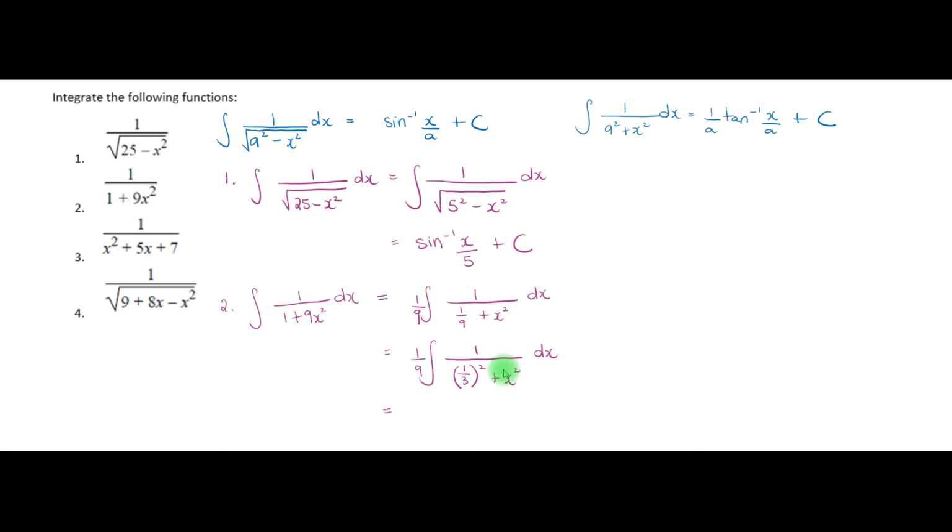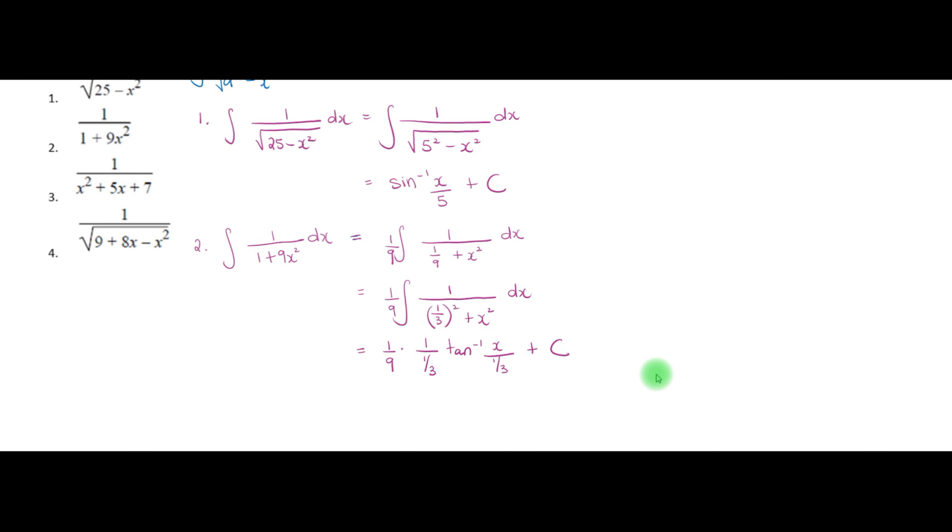So this then leads me to, remember your 1/9 is on the outside there, right? Using the formula now, it's going to be 1 over a, and the a is 1/3, so that's 1 over 1/3 tan inverse x over the a. So x over the 1/3 plus c. But remember, we don't leave fractions inside of fractions. So we're going to simplify this. I'm going to end up getting 3 on top over 9. That's 1/3 tan inverse, and that would give me 3x plus c.